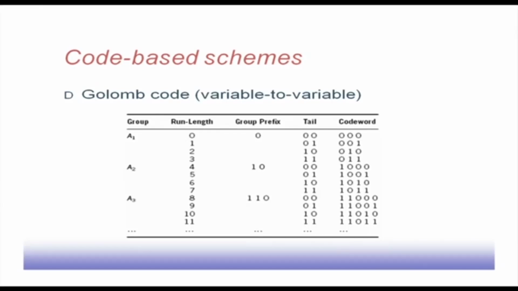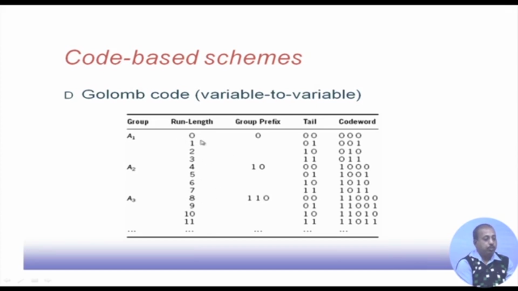Another code based scheme is known as Golomb code. It is a variable to variable length coding. Here we have groups like the A1 group. The original run lengths are divided into groups of equal sizes. Group A1 has the run lengths 0, 1, 2 and 3. Group A2 has run lengths 4, 5, 6 and 7. A3 has 8, 9, 10, 11. So, run lengths are grouped into equal sized partitions.